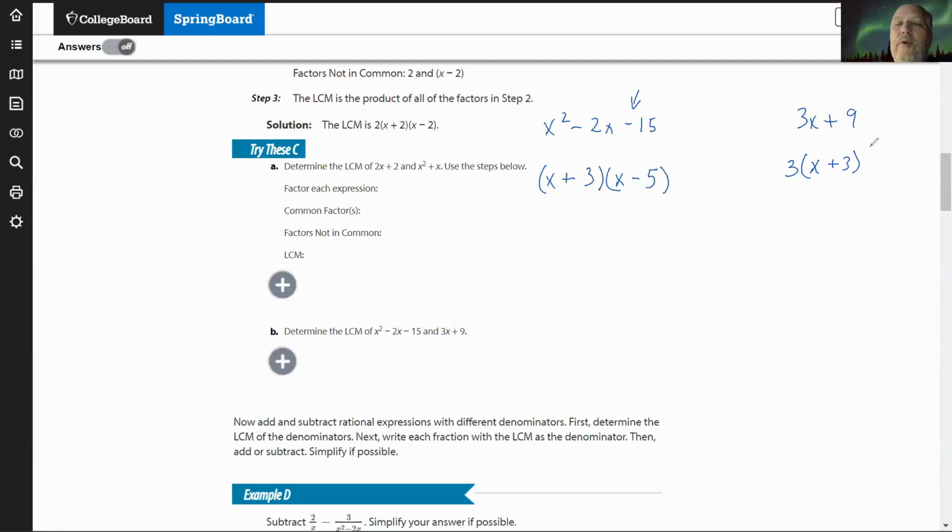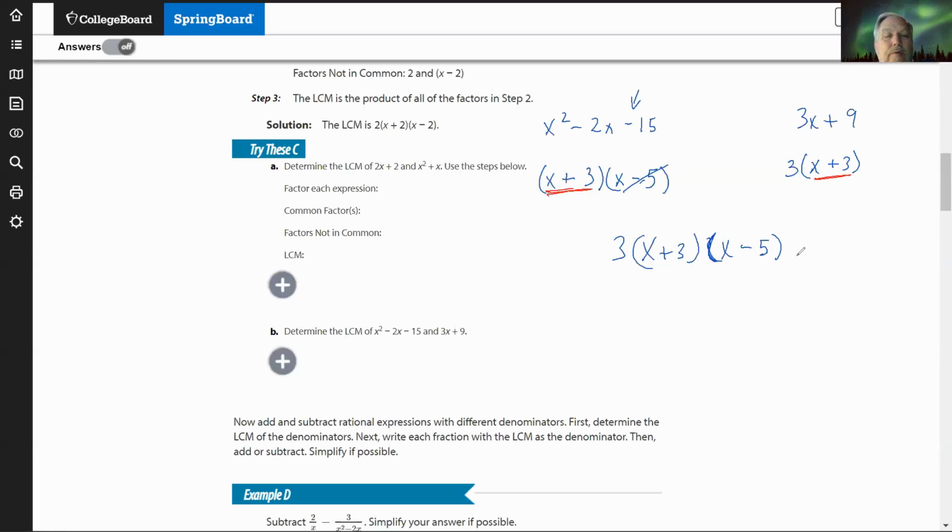Now the next thing I do, of course, I look for things that are in common. So I'm going to do it this way. I have that x plus 3 on both of them, so I'm going to just write that down once: x plus 3. And then I write the other two factors down. So it's going to be x minus 5, and to knock that one out, that's going to be the 3. Let me put that over there. And so the answer is going to be 3 times x plus 3 times x minus 5. Okay, that would be the least common multiple.